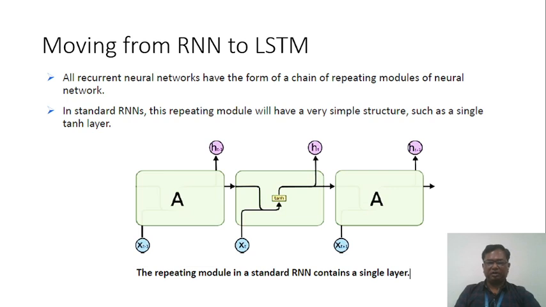This is your RNN model. This box represents a layer. This is the previous layer and next layer. So from the previous activation, you are getting input here. Your standard RNN contains a single layer, that is one tanh function. Now in LSTM, we'll see.